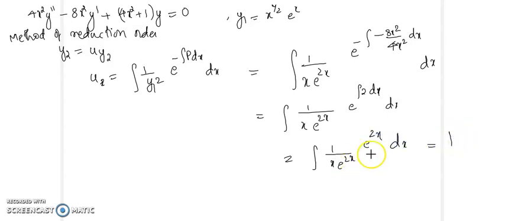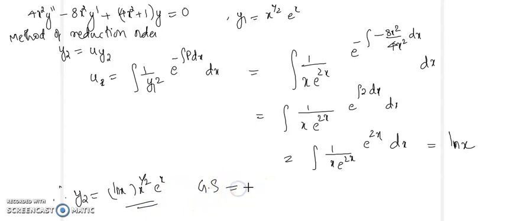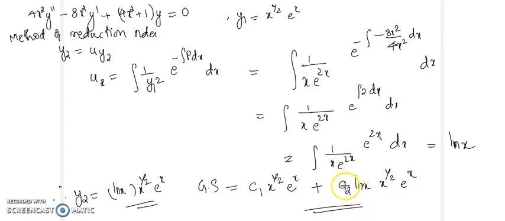So e raised to 2x will cancel off, and the integral value is log x. Therefore the second solution is u into y1, that is log x into x raised to 1 by 2 e raised to x. So that is the second solution. Now you can write down the general solution: c1 x raised to 1 by 2 e raised to x plus c2 ln x into x raised to 1 by 2 e raised to x. So this is one technique of finding the general solution when you have obtained only a single solution.